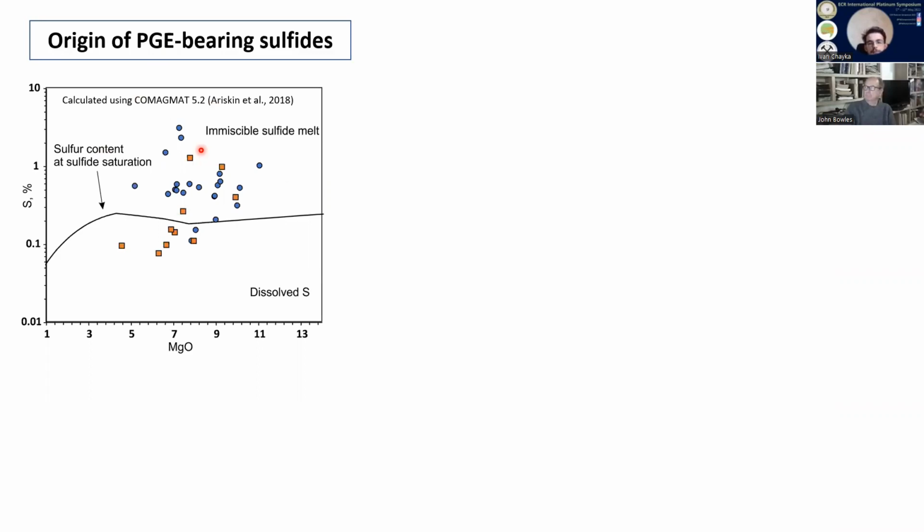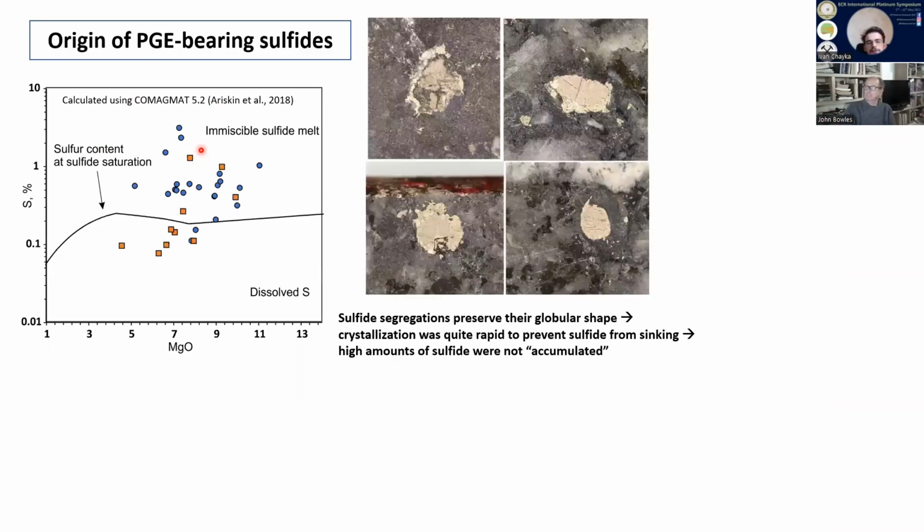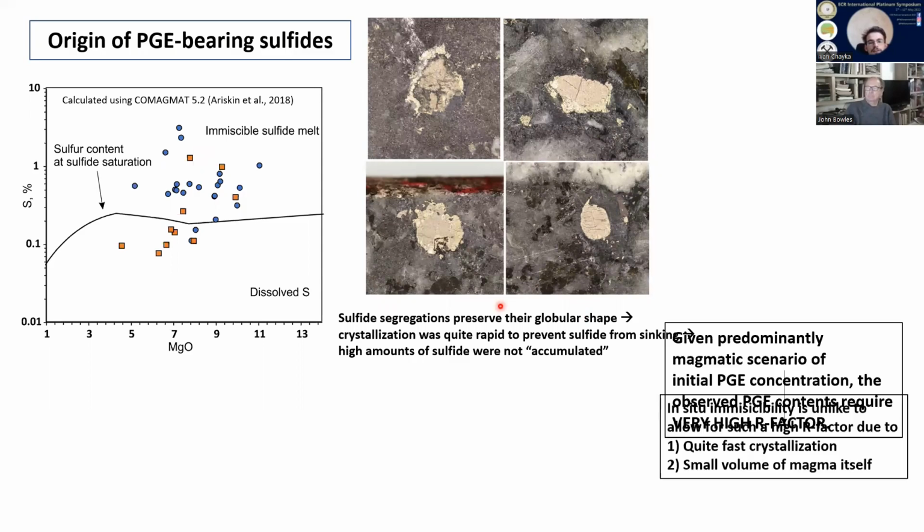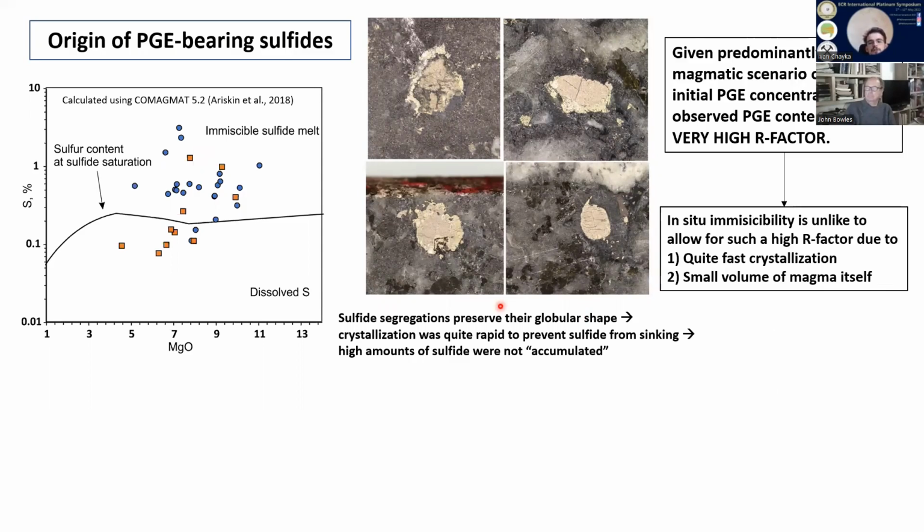in their present abundance. Furthermore, sulfide segregations preserve their globular shape, which implies quite fast crystallization and a minor role of in situ accumulation of sulfides. Finally, the observed PGE content requires a very high R factor, which cannot be achieved in conditions of fast crystallization in a relatively restricted volume of the low sulfide horizon.